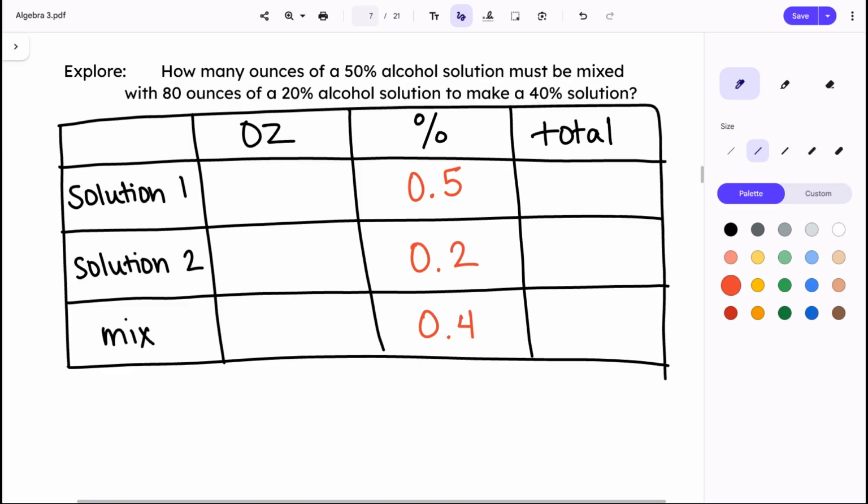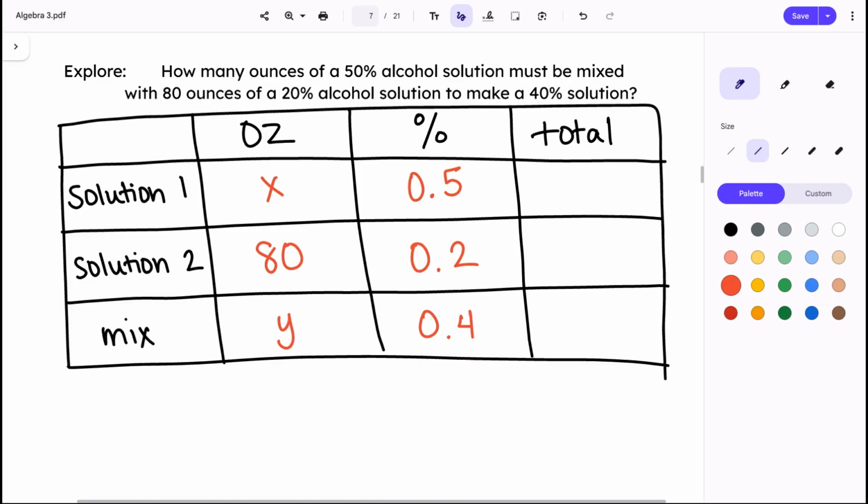All right, do we know how many ounces we're using of the 50%? No. Okay, so I'm going to call that X. Do we know how many ounces we're using of the 20%? Yeah, 80. Do we know how many ounces we want for my mixture? No. So this is going to be where my other variable goes. So the variable's in a different spot for this one than it was in the last one. That's not a huge deal though. We'll talk about how to handle that.